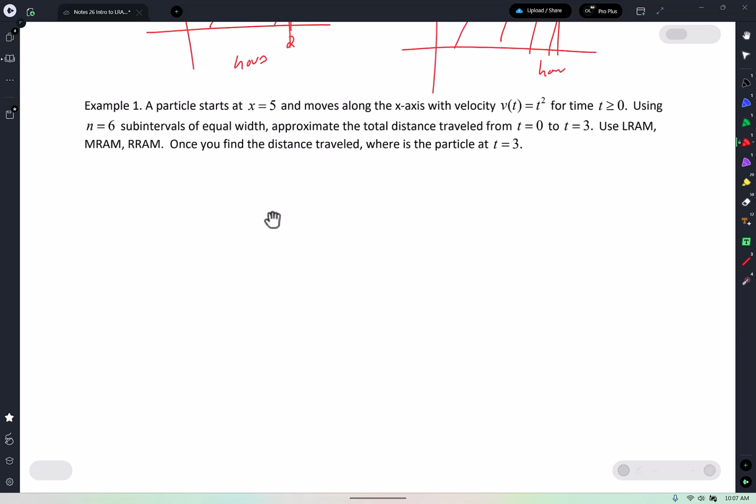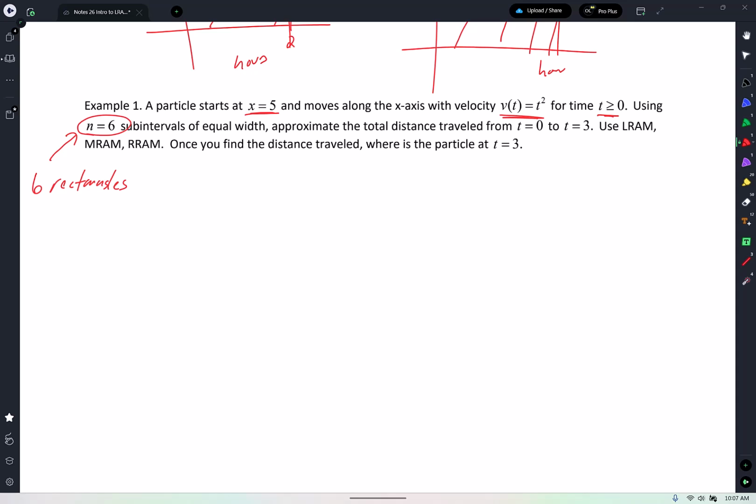Example 1. A particle starts at x equals 5 and moves along the x-axis with velocity given by t squared, for time t greater than 0. Using n equals 6, so this means 6 rectangles. What are you talking about, rectangles? We're going to cut everything up into rectangles, guys, because it's easy to calculate the area of a rectangle.